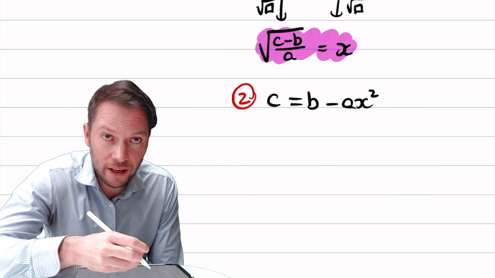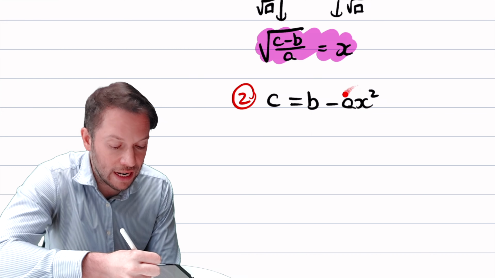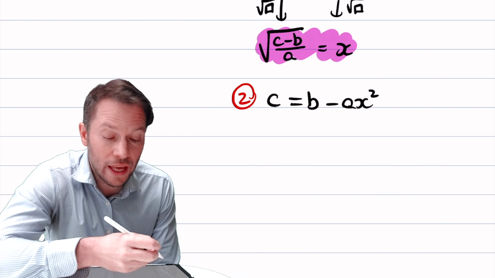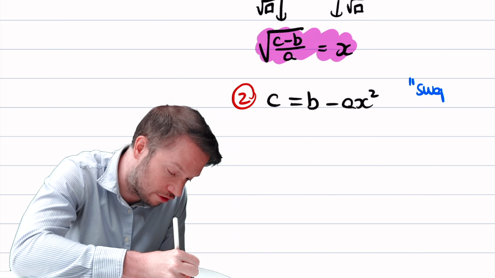Now, there's a little trick I use here. If the subject, x, is in a term that's being subtracted from something, then I use something called the Swapsy trick. So here's the Swapsy trick. It's a really nice trick.